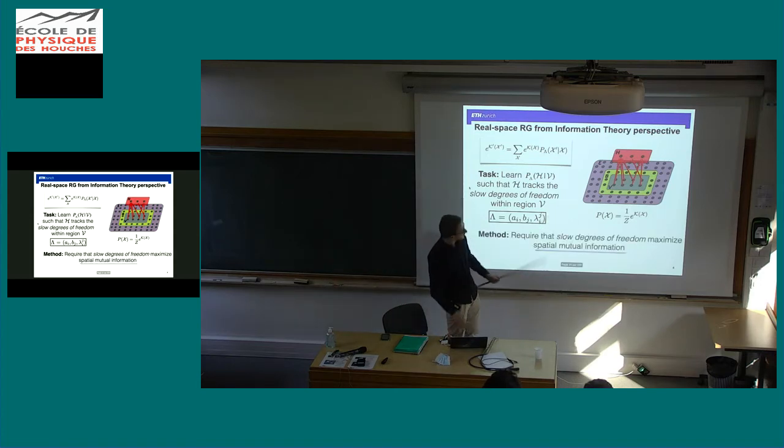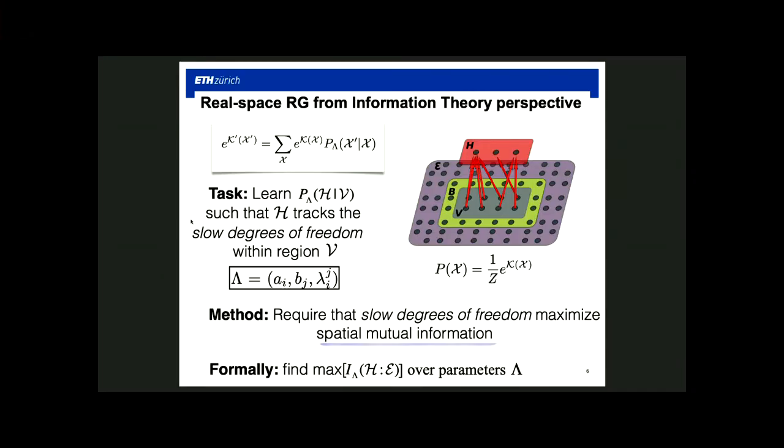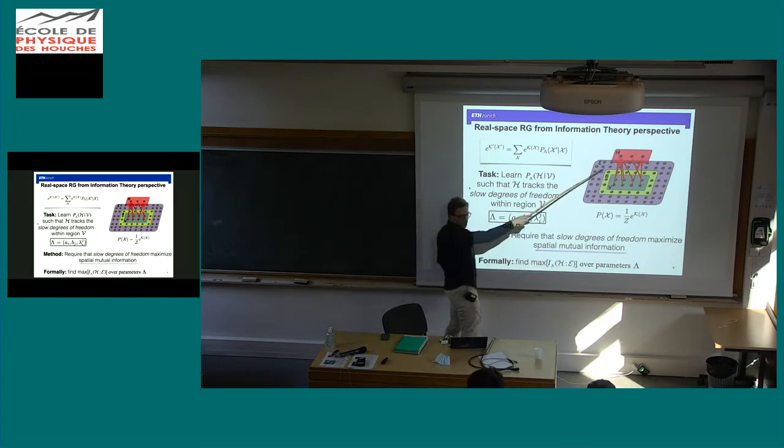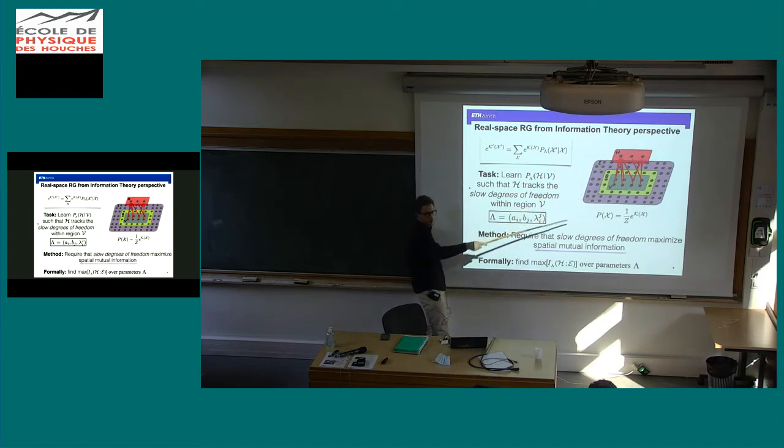So you can formalize this by saying, and this is what we call here the spatial mutual information, right? This information beyond the buffer. At the end of the day, you can phrase it as a variational problem. You say, I'm going to optimize whatever ansatz I have for the coarse-grained probability distribution by maximizing over those parameters the mutual information between the new coarse-grained degree of freedom and the environment of the block. And I emphasize, I don't care about preserving any sort of random information from V. I'm only interested in preserving what V knows about the environment.